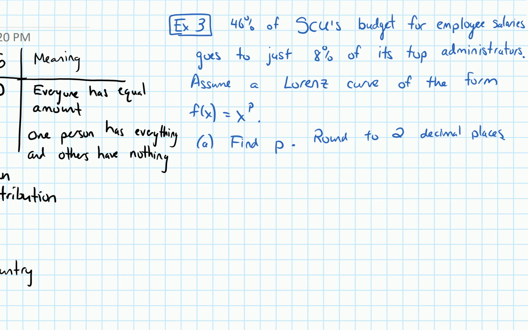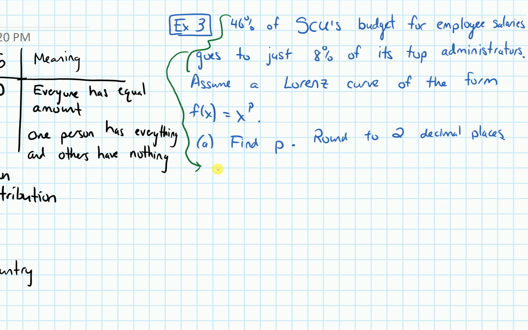So we know that Lorenz curves tell us some information about a percentile of the population and then how much of a resource they have. And the part of this statement that tells us about the percentage of a population and the percentage of a resource is this first part. So I'm going to focus on that and carry this down over here. And I need to somehow translate this to math.